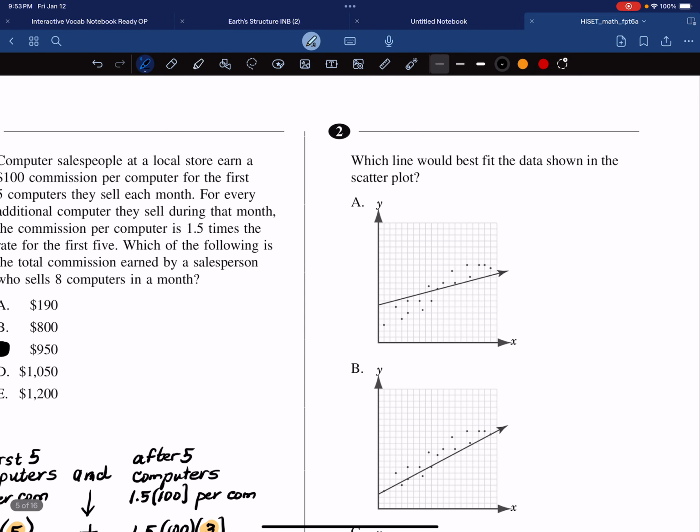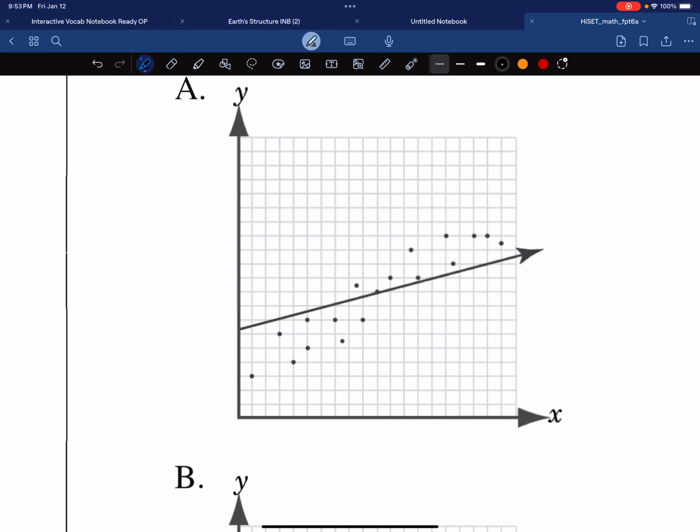Number 2, which line would best fit the data shown in the scatter plot? A scatter plot is just a graph with a lot of dots on it. And when you're looking for a line of best fit, you want to find the line that fits the graph, that fits the dots in the graph.